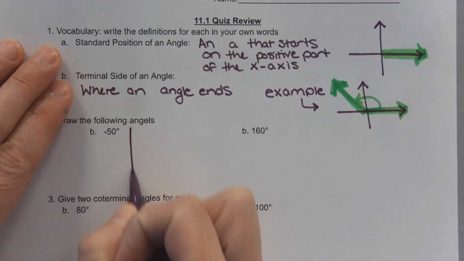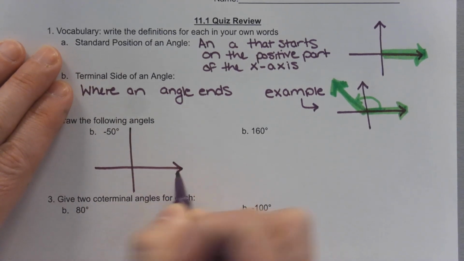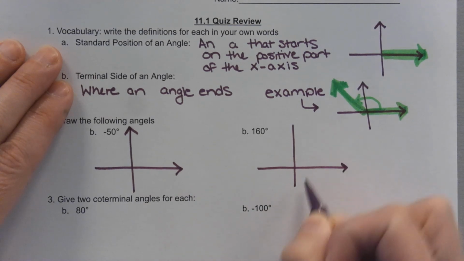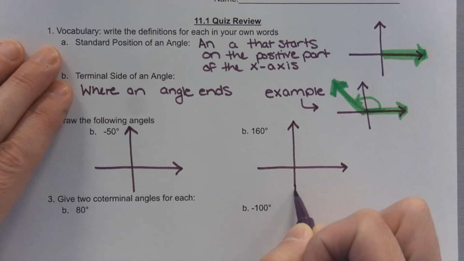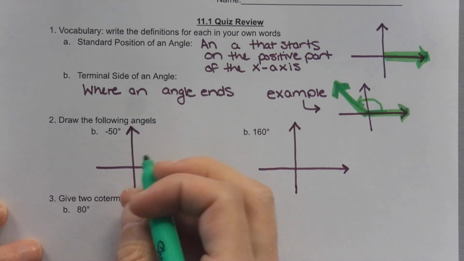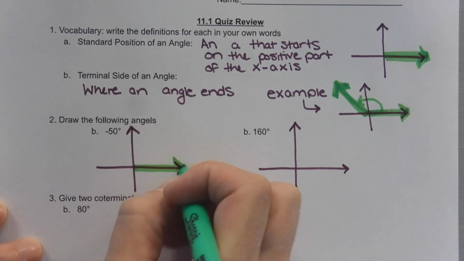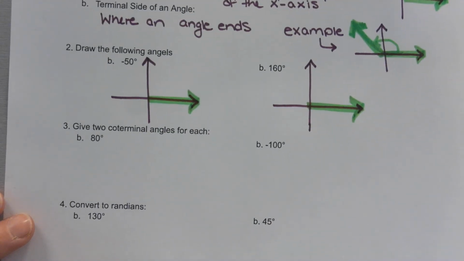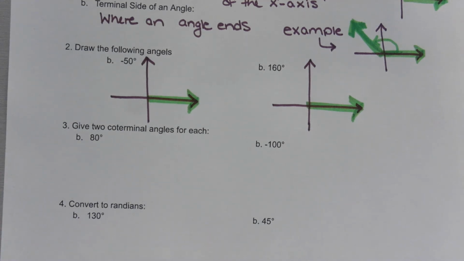It says to draw the following angles. Okay, well, in order to draw the angles, I need a grid. So give me a grid for each of these for starters. So I need this for both of them. So I know that it has to start here. So every single time, my angle is going to start on the positive part of the x-axis. So there's no other spot where it can start. We have no other choices.